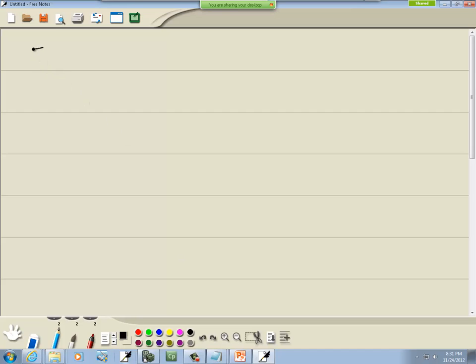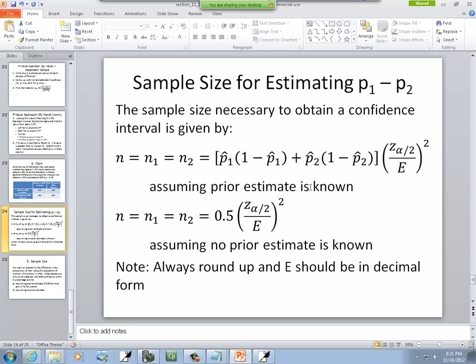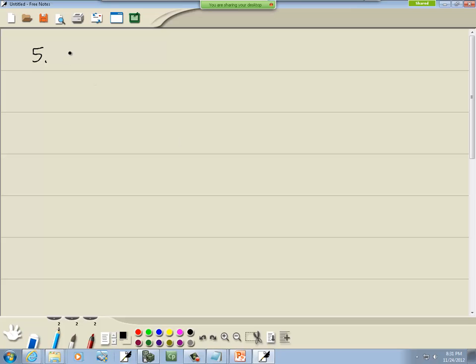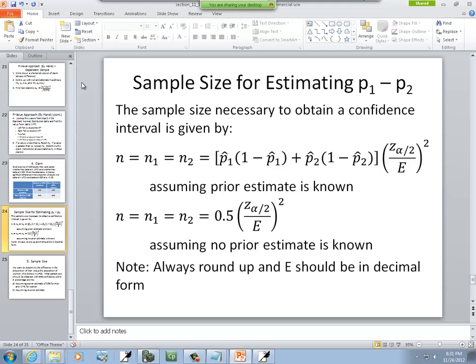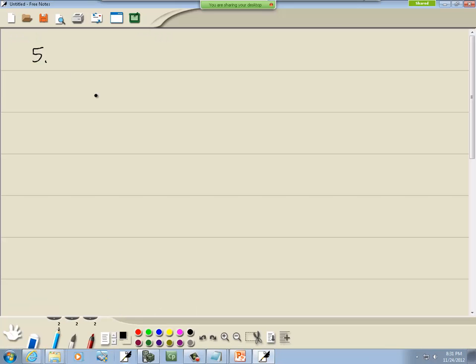So let's look at a problem with that. Now notice our formula, on both of them we need e and we need z alpha divided by 2. So we're gonna find those. Okay, we want to determine the difference in proportion of men versus proportion of women who believe in UFOs. What sample size should be obtained with 95% confidence within 5 percentage points? Well, E is equal to 5%, and we want that in decimal form, so it would be 0.05.